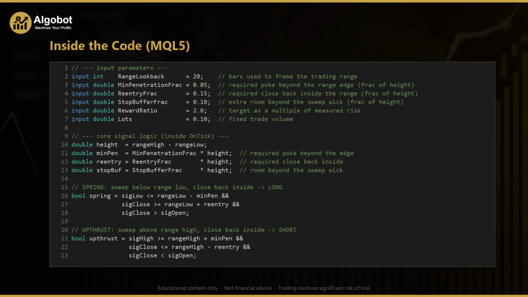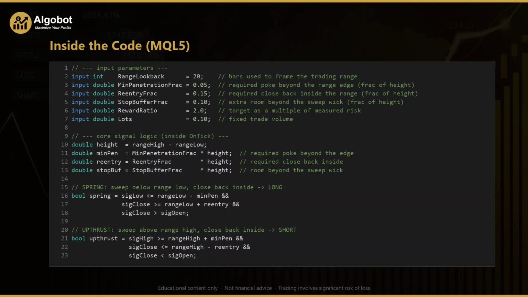Below the inputs is the signal logic. First, the code computes height, the distance between the range high and the range low. It then turns the three fractions into actual price distances: the minimum penetration, the reentry, and the stop buffer, each one the fraction multiplied by that height.